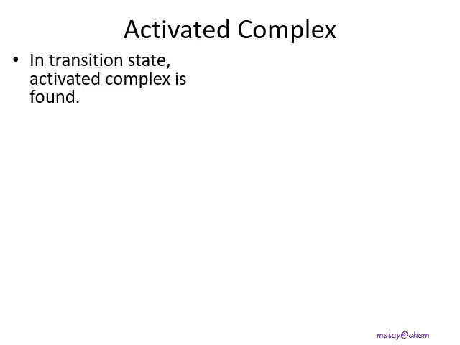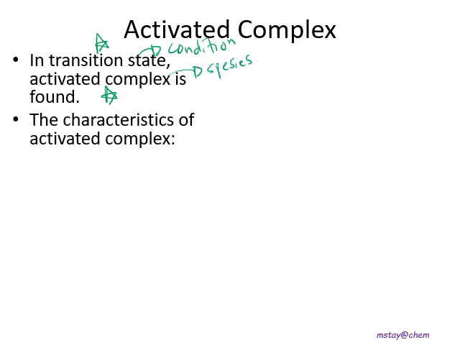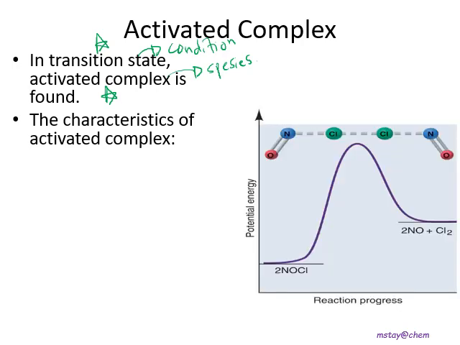Activated complex. So again, recall the previous slide. In the transition state, the activated complex is found. Transition state refers to the condition, while the activated complex refers to the species. So what are the characteristics of this activated complex?